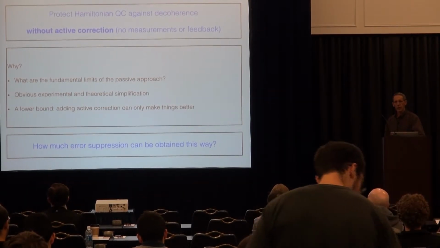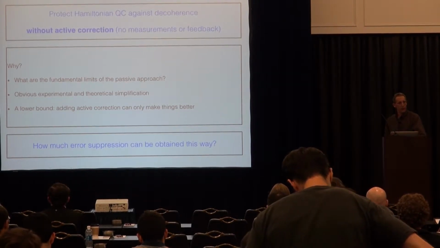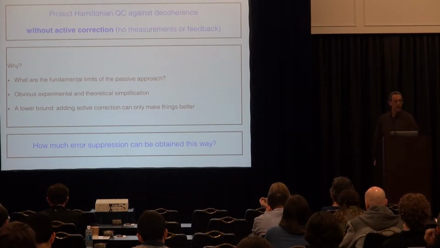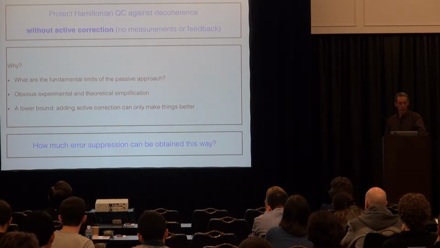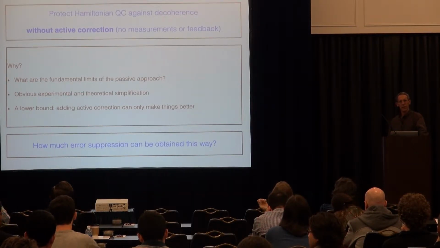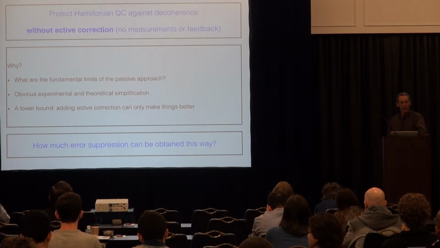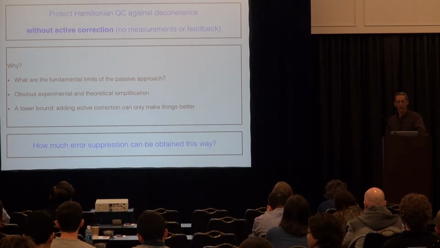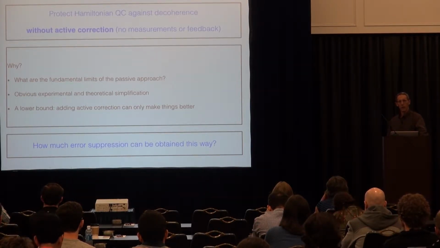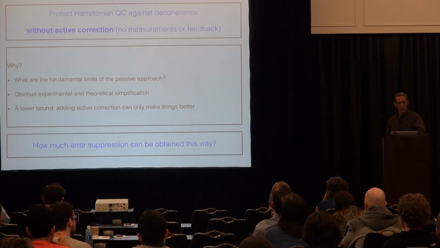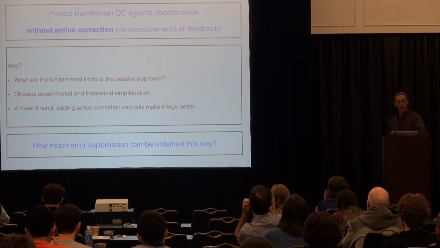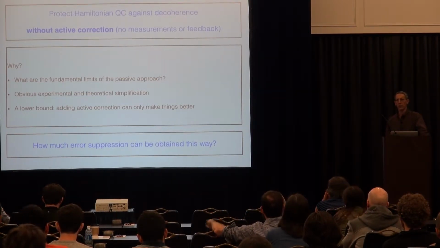And you might wonder why we'd want to handicap ourselves in this way. And the answer is that this certainly sets certain lower bounds for what we can do. So we might ask, what are the fundamental limits of this kind of passive approach? Obviously, it has some theoretical and experimental simplifications if we take out the measurement and feedback step. And it gives us a lower bound on how well we can do once we introduce active error correction on top. So the basic question I'd like to answer in this talk is how much error suppression we can obtain using the passive approach.